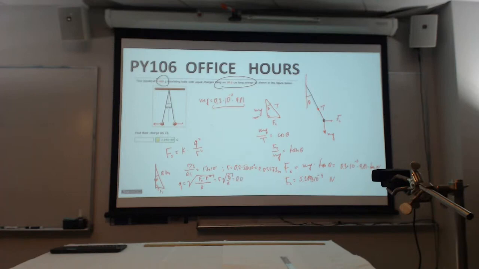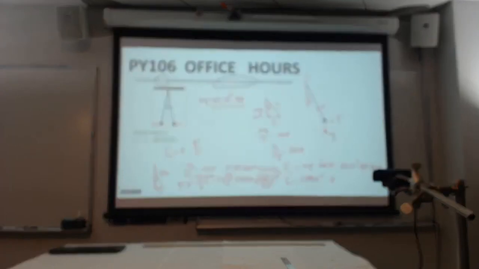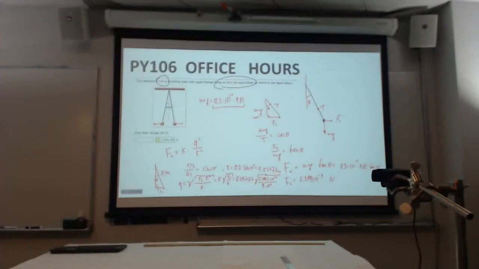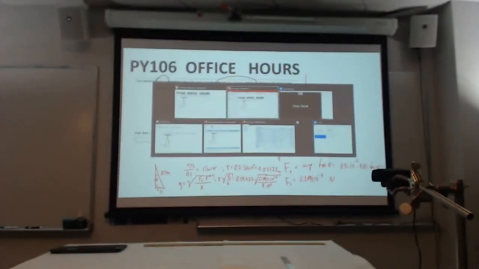So 0.03473 times the square root of 5.1893 times 10 to the negative 4, divided by 9 times 10 to the 9. Actually, this is what I want to check. WebAssign actually may be using 8.99.